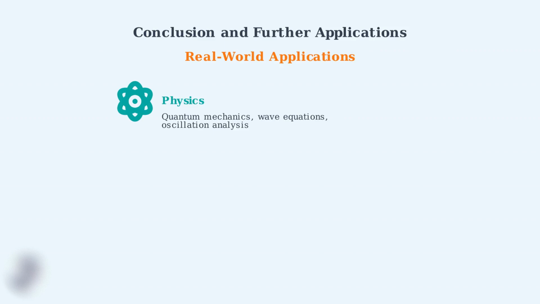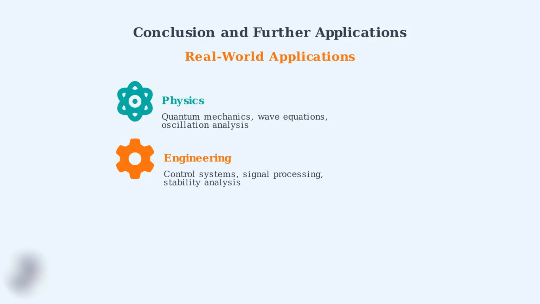The applications are more widespread than you might think. In physics, root coefficient relations help us analyze quantum mechanical systems, solve wave equations, and understand oscillatory behavior in everything from pendulums to electromagnetic fields. Engineers use these concepts extensively in control systems design, signal processing, and stability analysis. When designing everything from airplane autopilots to audio equipment, these relationships are fundamental.